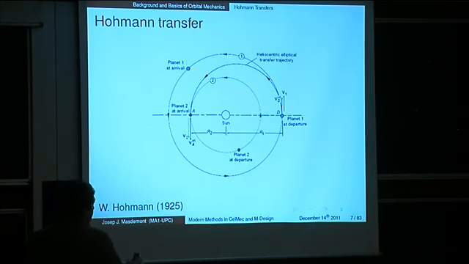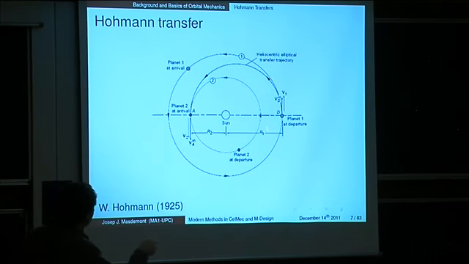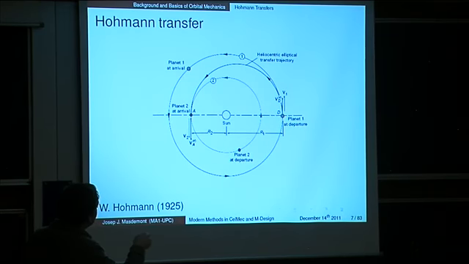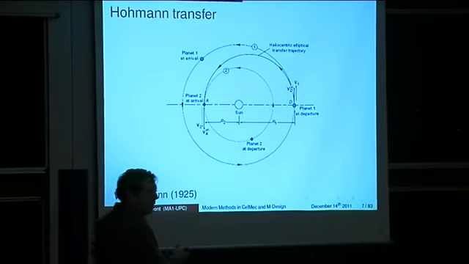But the same procedure can be used in order to transfer satellites from, say, orbits of planets. So for instance, we have here one planet, say the Earth, and here we have another planet, say it's Venus. Both are about the Sun. So we can transfer from this one to this other one using the same procedure.